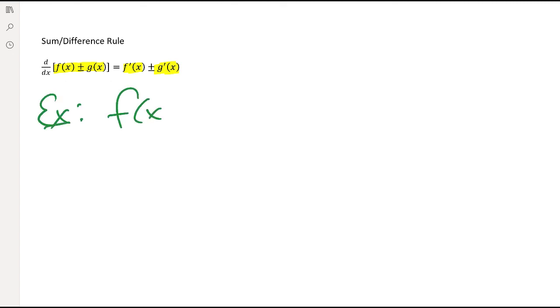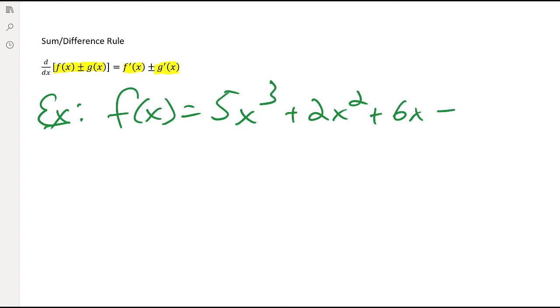Okay. One last rule is the sum and difference rule. So up to now, we've only been taking derivatives of one single term, x to some power. Well, now the question becomes, what if you have multiple terms? And that's what the sum and difference rule says. It says if you want to take the derivative of multiple terms, you just simply take each individual derivative. That's what the sum and difference rule is telling you. For example, suppose f of x is 5x to the third plus 2x squared plus 6x minus 5.